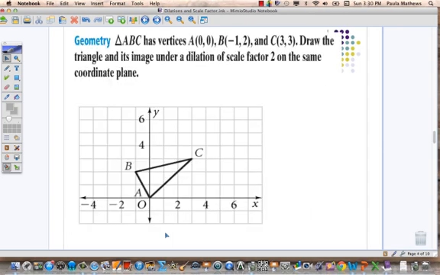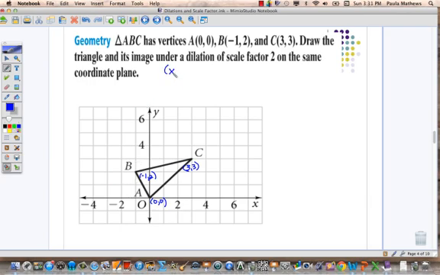So let's start looking at some problems here. So we have triangle ABC with vertices at 0, 0, and I'm just going to write those in. 0, 0, negative 1, 2, and at 3, 3. Okay, so there's my coordinates. We want to draw the triangle with a dilation with a scale factor of 2 on the same coordinate plane.